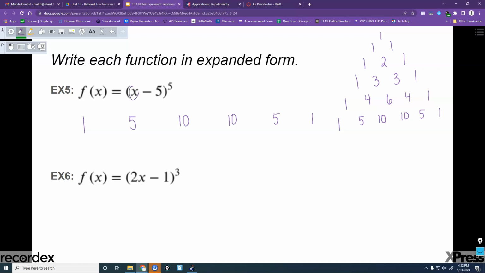My x's right here are going to go in descending order. I will have x to the 5th here. I'll have x to the 4th. I'll have x to the 3rd.